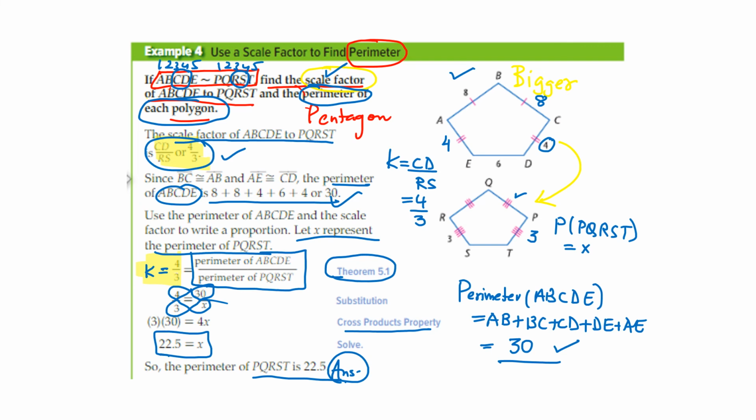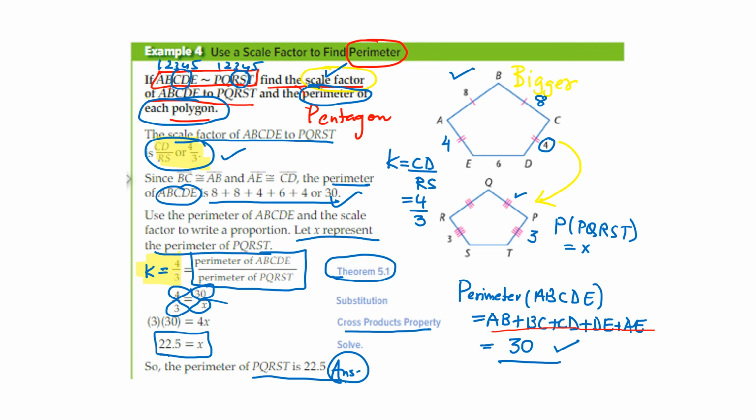Now if you look at the pentagon carefully, this side is equal to this side. So BC is 8, CD is equal to AE, so that is 4. QP and QR are equal. RS is 3 and PT is also 3. So we have to find the perimeter of each polygon. We can find the perimeter of the bigger one by adding all the sides. So AB plus BC plus CD plus DE plus AE, all of them when added gives you 30. So the perimeter of the bigger polygon ABCDE is 30.